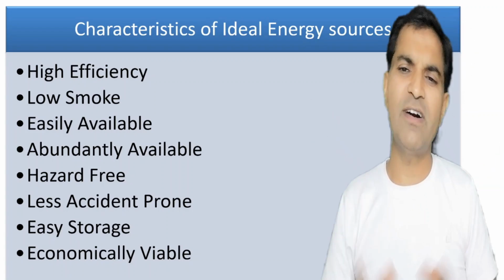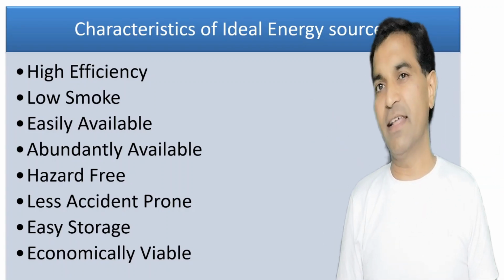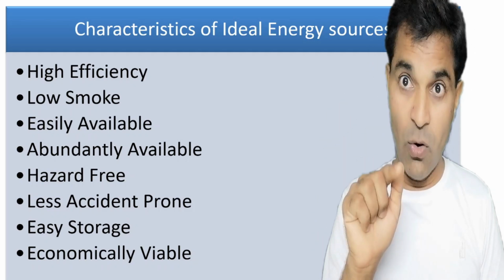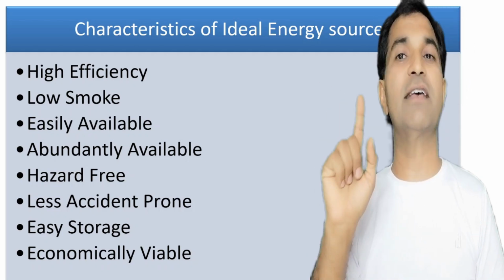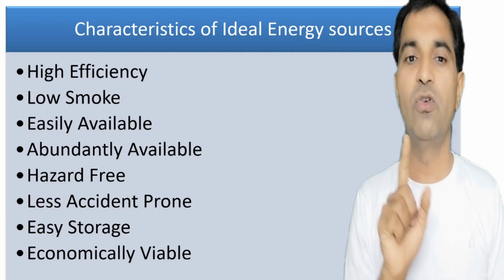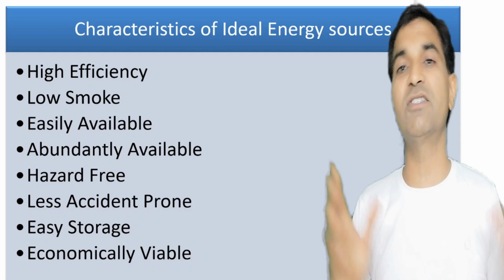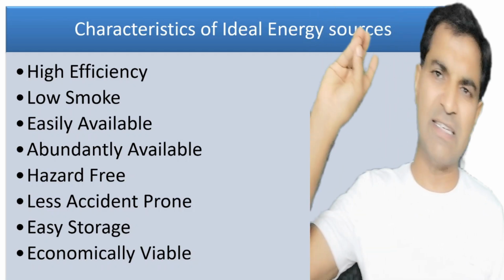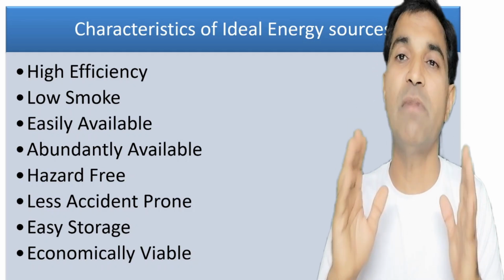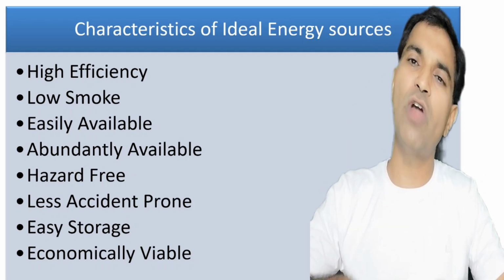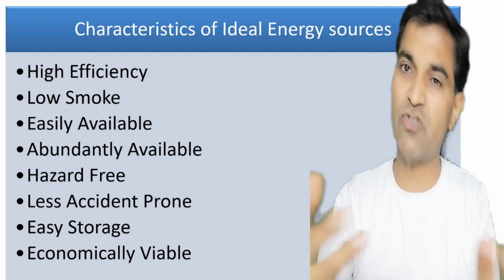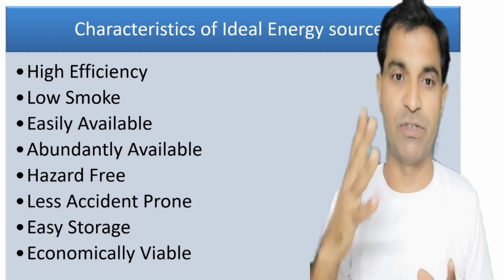So now, what are the different characteristics of ideal energy sources? Let us understand those characteristics, and remember them, as this may be asked in the examination. From the examination point of view, you should remember these characteristics. The very first characteristic of ideal energy sources is that it should have minimum losses, meaning maximum efficiency, meaning it should give maximum output for any input.